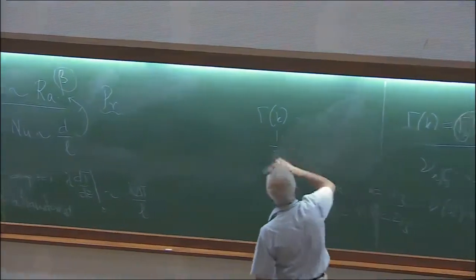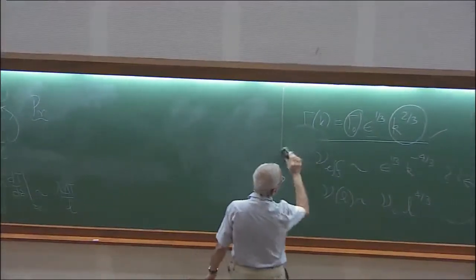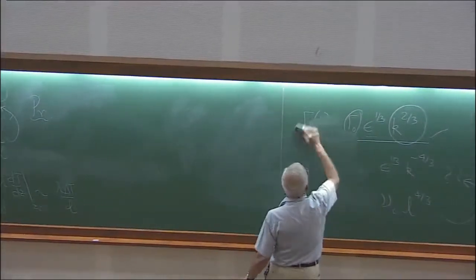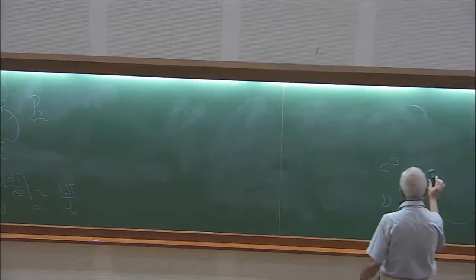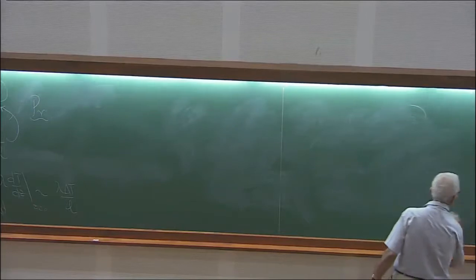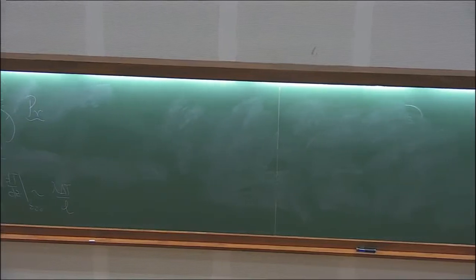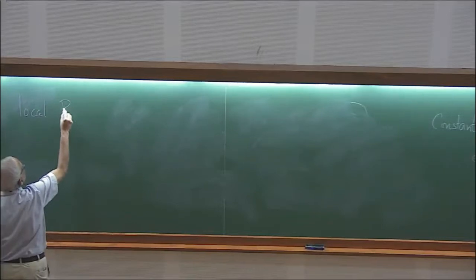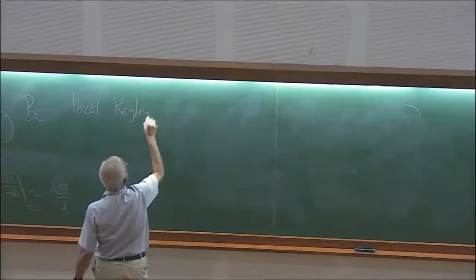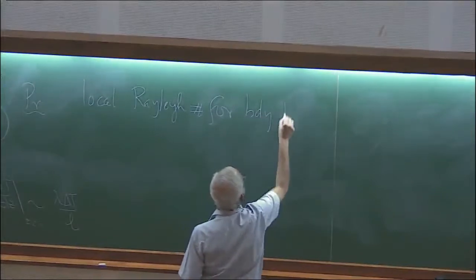So the first shot, which was already actually pretty good, was to say that look, I have a local Rayleigh number for the boundary layer.